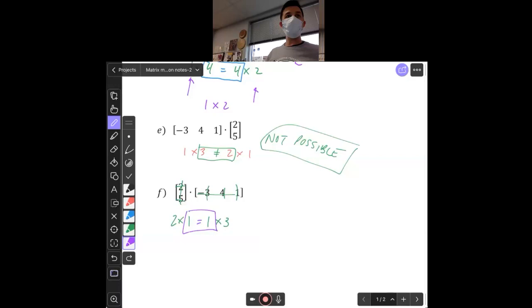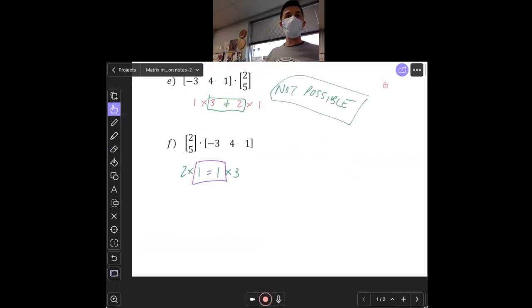So matrix multiplication is not commutative, which means it's important that you pay attention to what order you're doing things in. Just like division is not commutative. 2 divided by 3 is not the same thing as 3 divided by 2. And 0 divided by 3 is not the same thing as 3 divided by 0, and 3 divided by 0 isn't even possible. So division is not commutative. Matrix multiplication is not commutative.